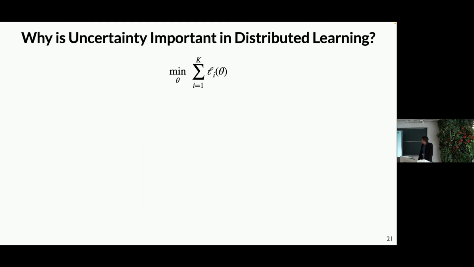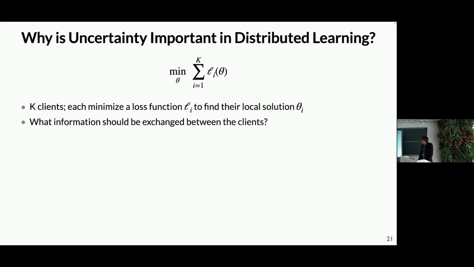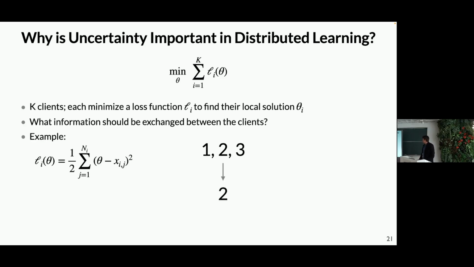And so why is having this uncertainty important in a distributed or federated setting? Typically we have k clients, each minimizing their own loss function. And then the question is, what information should be exchanged between the clients? There's a very simple example. We just want to compute the mean of a bunch of numbers, xi, and each client has some numbers. So the first client has 1, 2, 3. It computes its mean, which is 2. The mean of 1, 2, 3 is 2. The second client has these numbers. They add up to 30, and then 30 divided by 5 is 6.